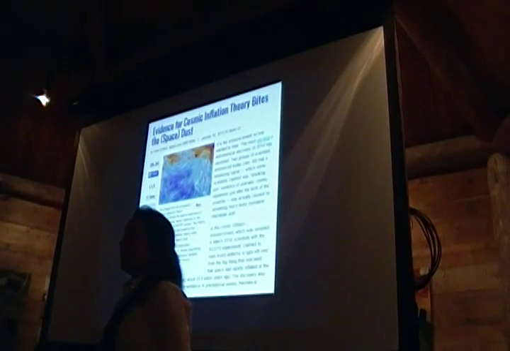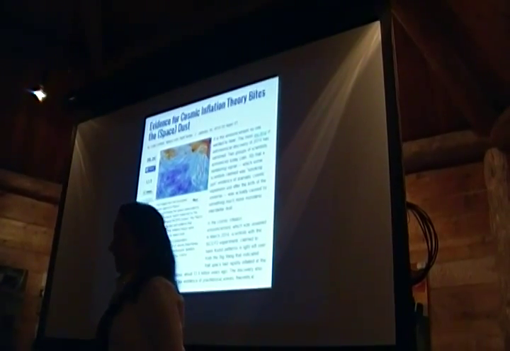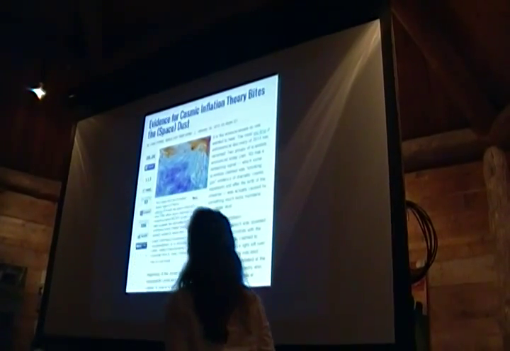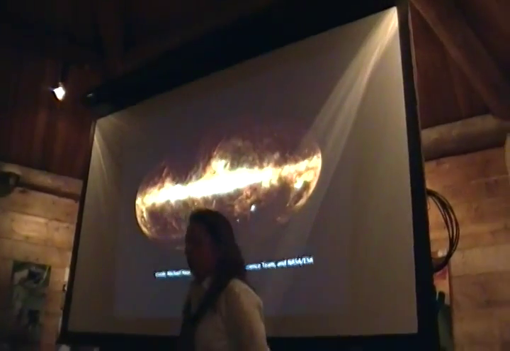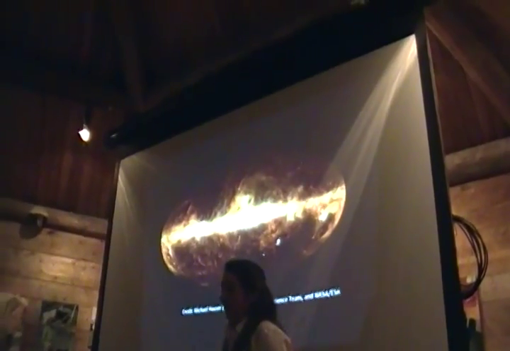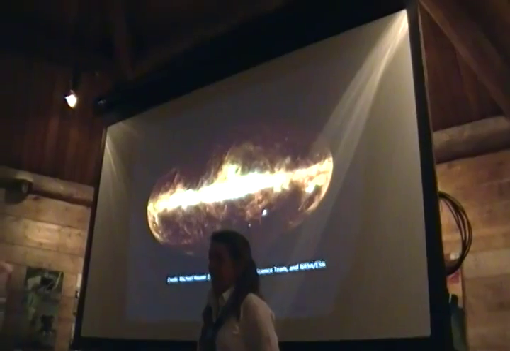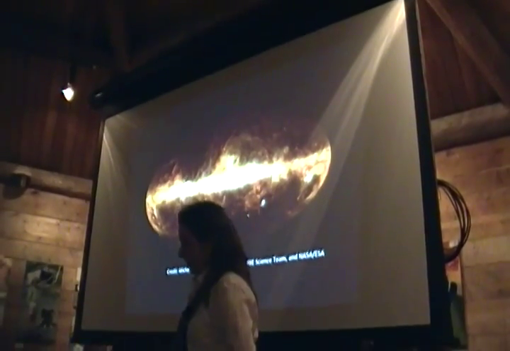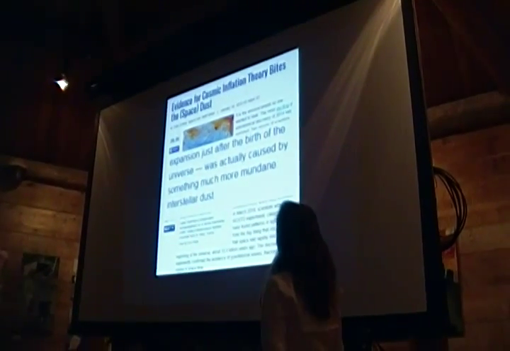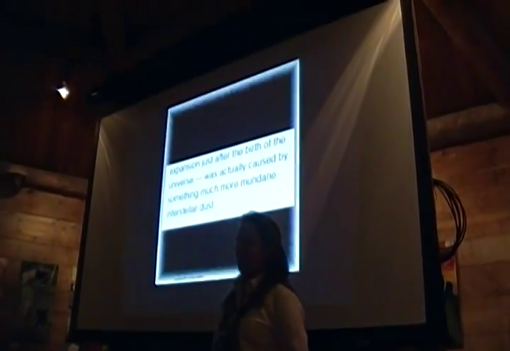Why? They forgot to take into account the dust. Hence the title, Evidence for Cosmic Inflation Theory Bites the Space Dust. It turns out that they were looking at evidence from the early universe that looks a lot like warm dust. This is the far infrared emission from warm dust, and you can see it's all over the sky, and they hadn't fully taken it into account when they looked at the polarization signal. So there's a line I really like in here, and it says that the expansion after the birth of the universe was actually caused by something much more mundane, interstellar dust.